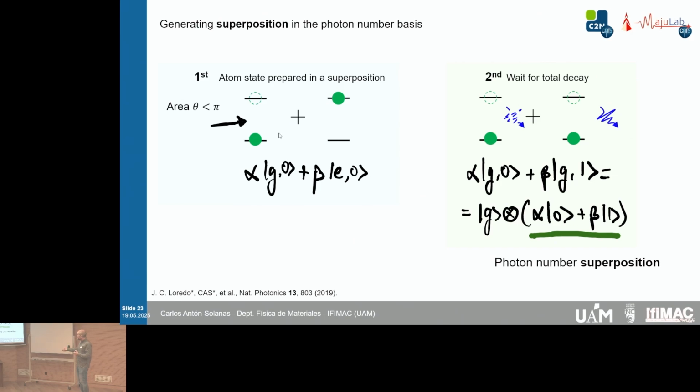So what you will be doing is to prepare just a superposition of ground and excited states with these two coefficients, alpha and beta, that you can deterministically control just by changing the power of your laser. And if you have not completed to bring your atom to the excited state fully, and you are starting from this point, when you wait for the total spontaneous emission to happen, what you will find in the photonic mode is that this superposition that you had initially in the atom is brought to the light field. So this is just the simple idea behind generating a superposition of vacuum and single photon.